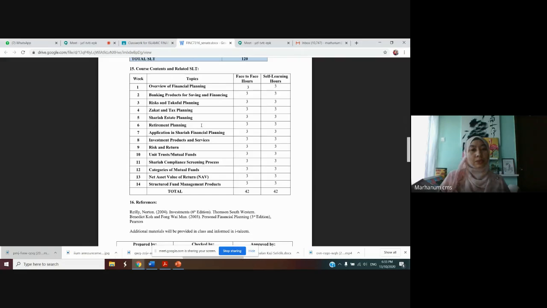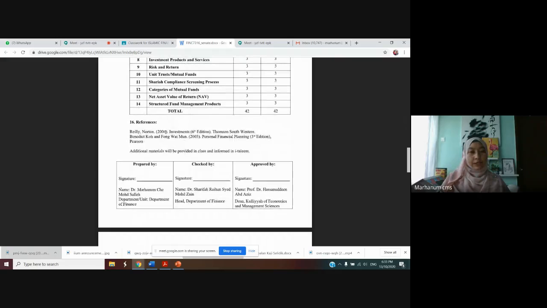So we have all the Sharia part, and the objective of Islamic financial planning is two objectives. We want to succeed in this world in order to succeed in the hereafter. Okay, but the conventional one, they only want to be successful in this world. Only one objective.